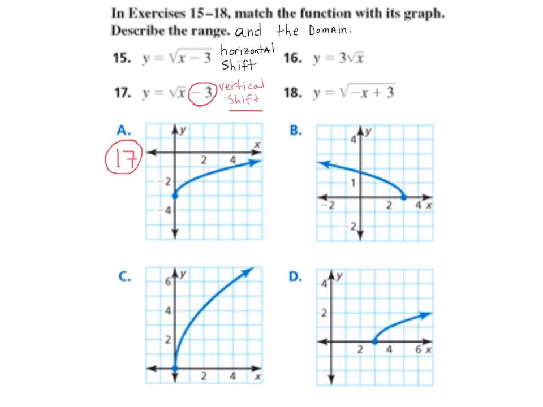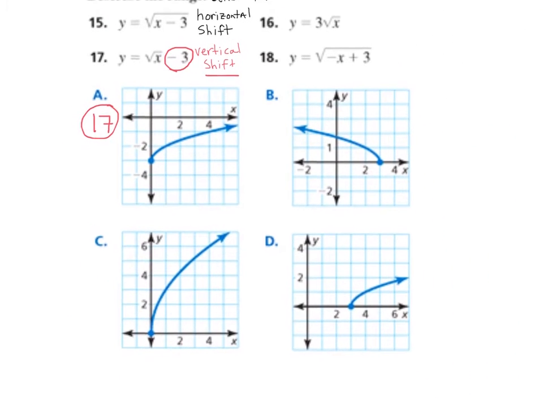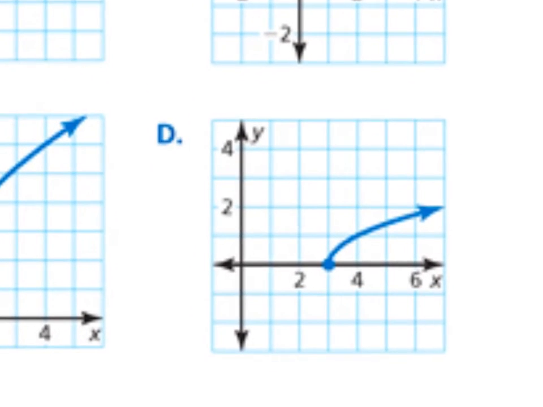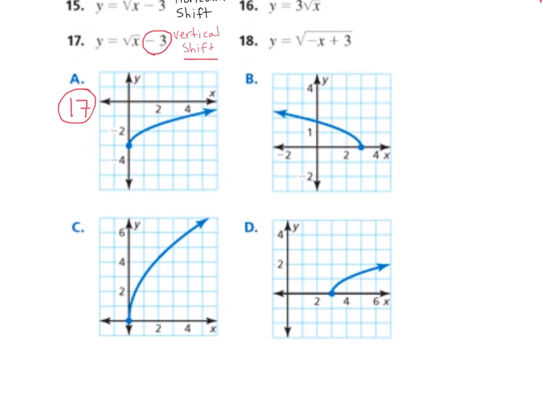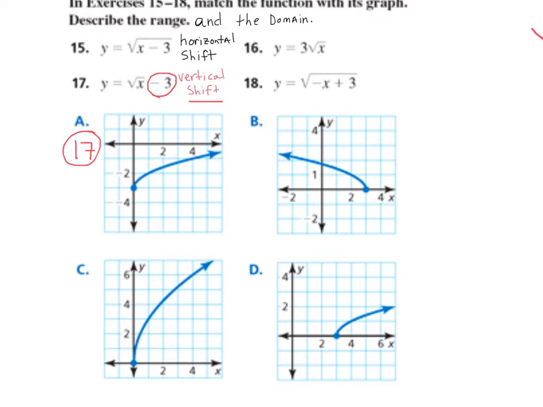Okay. Now the next one I'm going to focus on is D. D is the parent graph of the square root of x, but instead of starting here at 0, 0, it starts at 1, 2, 3 right here. And so we have to ask ourselves, which function gives us horizontal shift? And it's 15. 15 provides us horizontal shift. Now we need to make sure that what's under this radical provides us with a horizontal shift of 3, because that's what this graph has.